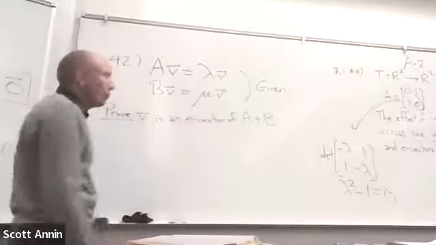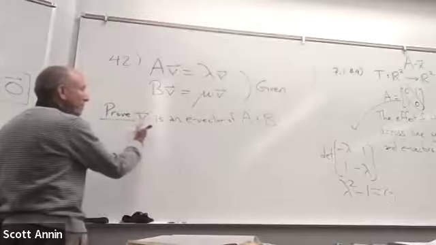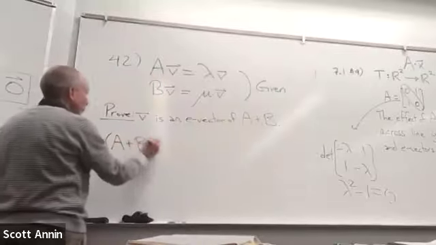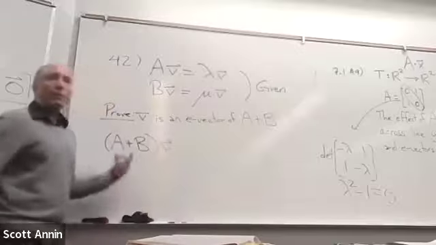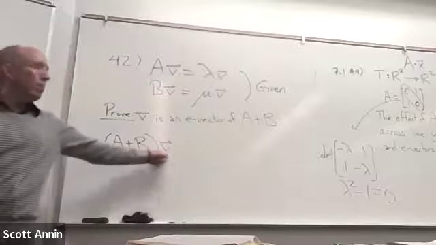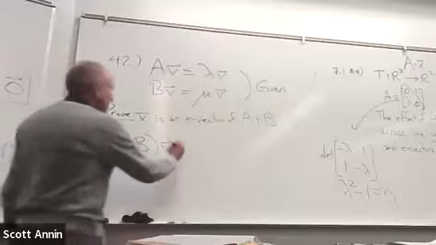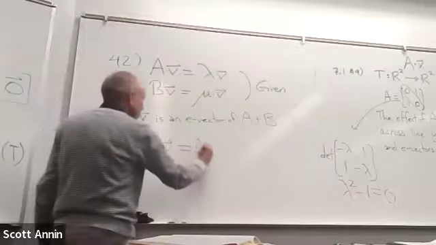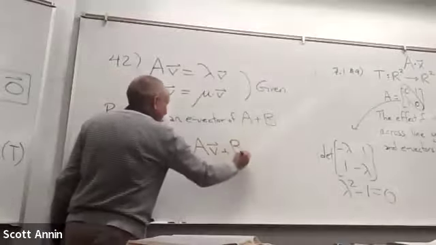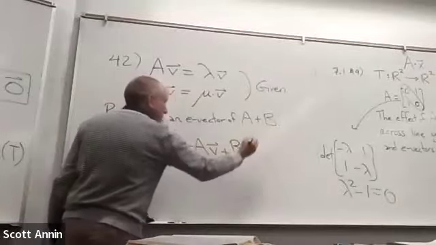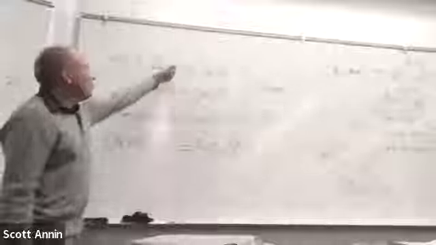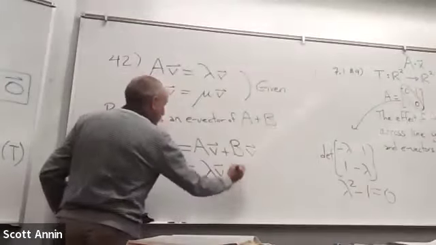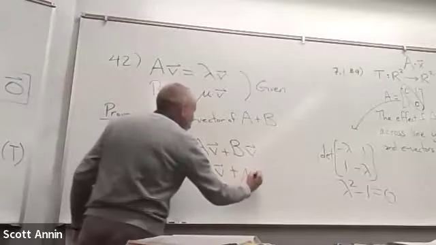I just want to show you how this works. If I want to prove that V is an eigenvector of A plus B, I just have to show it. This is a one-line solution. I take the matrix A plus B and apply it to V, and you simply distribute it: AV plus BV. Then you sub in what was given here. AV is just lambda V, and BV is just mu V.